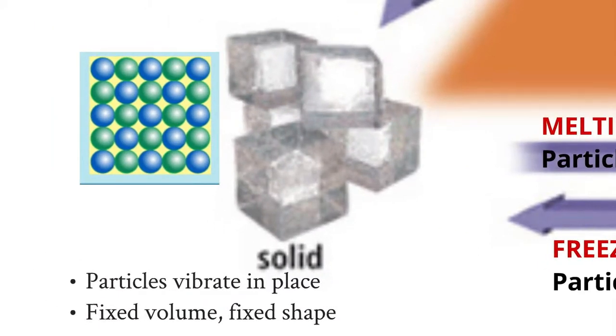So after you remove enough energy, the particles slow down to a stop, and the liquid is now frozen, and it is now a solid. Now in a solid, the particles aren't moving around that much. They're kind of vibrating in place, and they're locked in place, as you can see in the picture. Solids have a fixed volume, so they don't change shape, and they have a fixed shape.